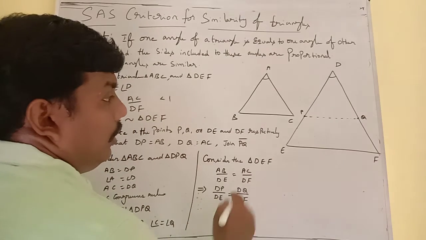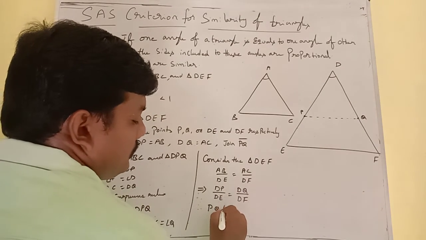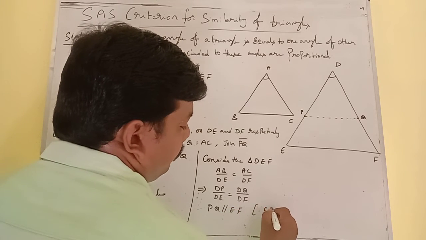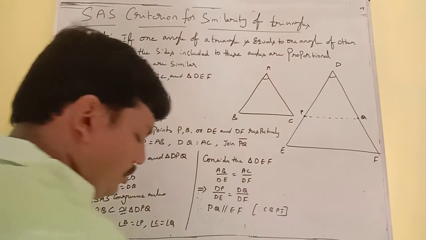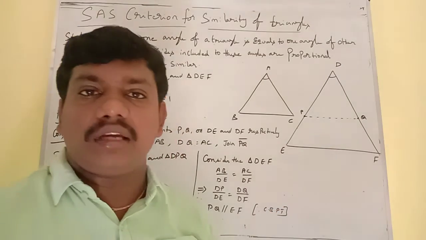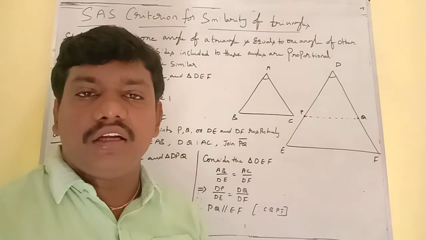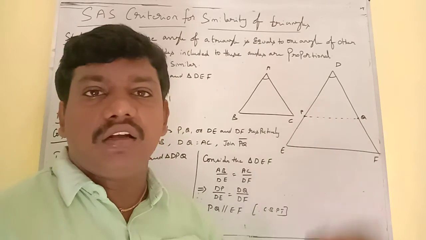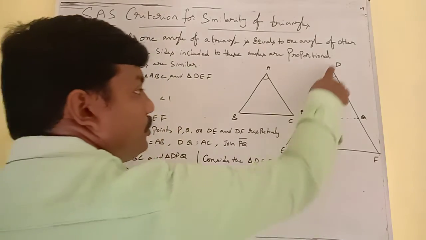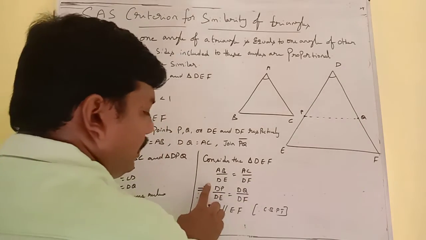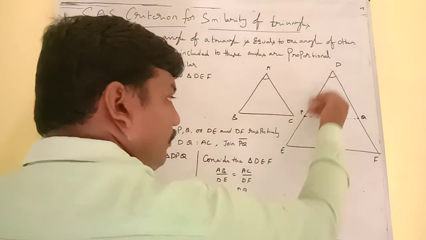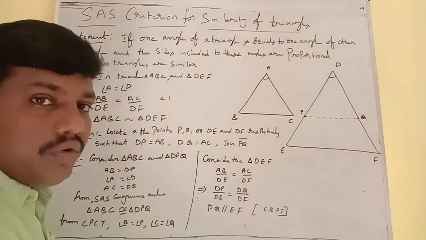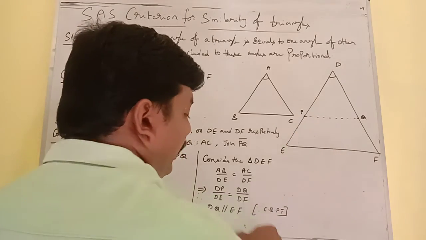Therefore PQ is parallel to EF. The reason is the converse of the basic proportionality theorem, which states that in a triangle, if a line is drawn which divides two sides of the triangle in the same ratio, then the line is parallel to the third side. According to this, DP by DE is equal to DQ by DF, so it divides the two sides of the triangle in the same ratio. Hence PQ is parallel to EF.